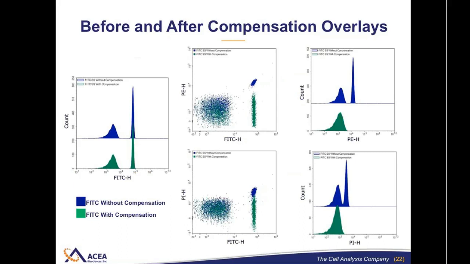This slide shows the same plots we've been looking at, but in overlay format, my favorite. The populations shown in blue are before compensation, and the populations shown in green are after compensation. So you can clearly see the adjustments that were made from the PE and PI channels. The FITC positive populations have shifted downward, and as a consequence, you can see that the data do appear to be more spread out. It's important to note that there aren't really any changes in the FITC histogram. The adjustments we made did not alter the FITC signal into the FITC detector.